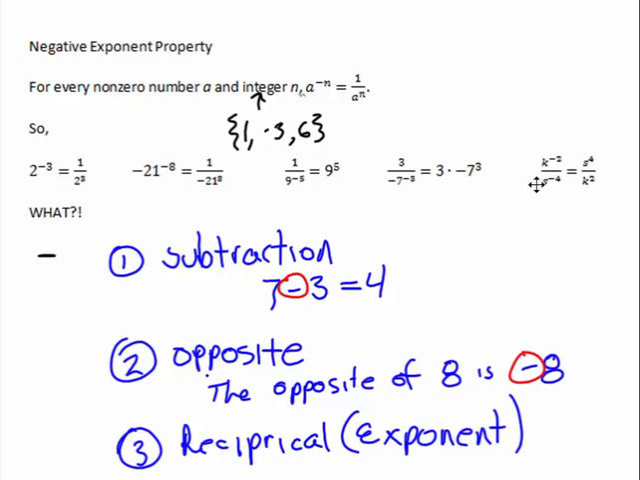Okay? All we're saying is reciprocal. If it's below, it moves up top. If it's up high, it moves down low. Pretty straightforward, and we lose the negative. It does not affect negative numbers like this -7. The -7 is still -7. It only affects negative exponents.